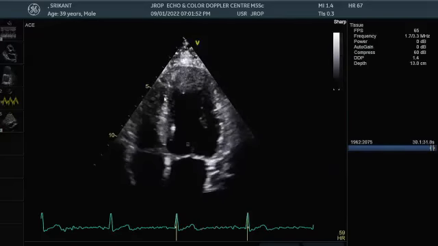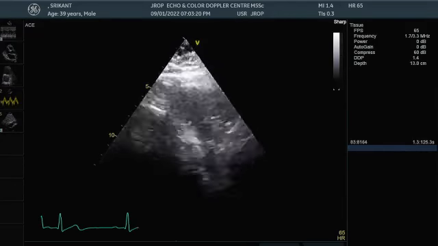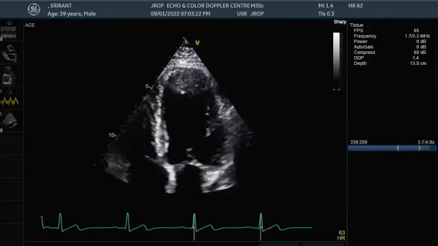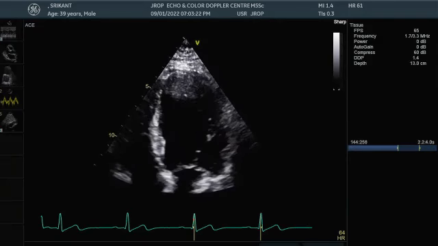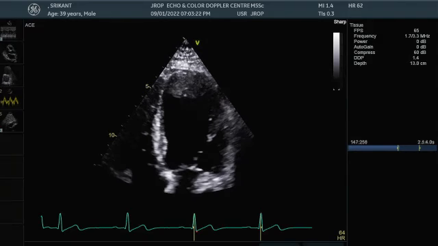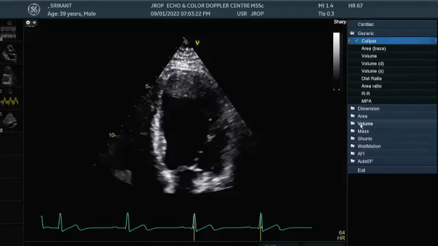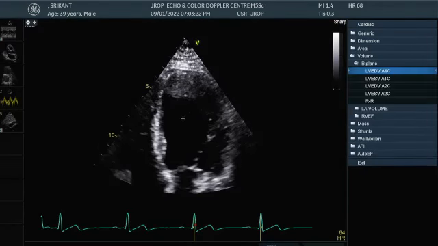Let me do the calculations for you. Look at my ECG gating first. I'm going to go to the end systolic, so this is my maximum frame of LV. It's not easy in this subject to measure correctly, but I'll try to do it. I'll start with the medial annulus and go along this line. So we take the margin, the black and white interface.